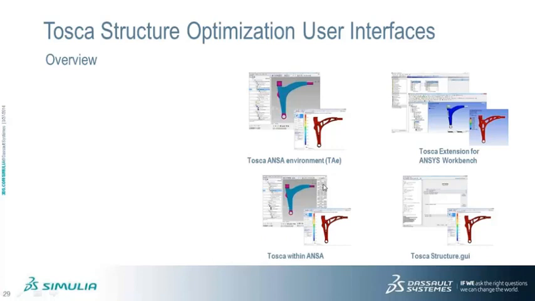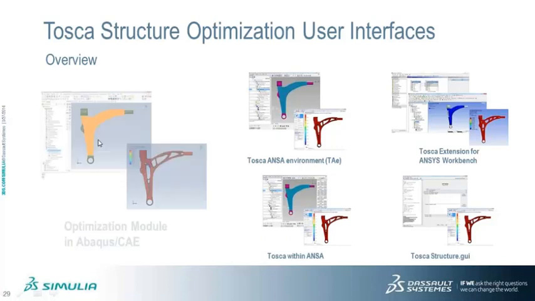As Tosca Structure is now a part of Simulia, we would like to introduce, with the brand new Abaqus release together with the Tosca release, the optimization module in Abaqus CAE. So it's really a new way to author, run, and post-process Tosca Structure optimization tasks within the already known Abaqus CAE interface, and we would like to introduce this in more detail now.